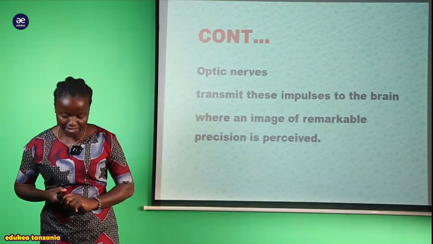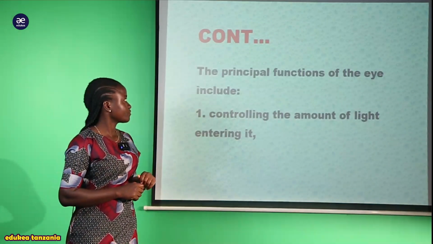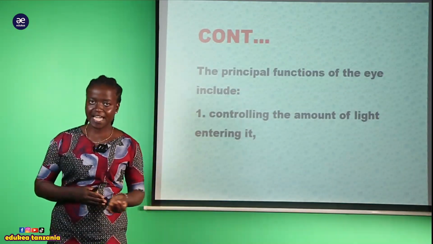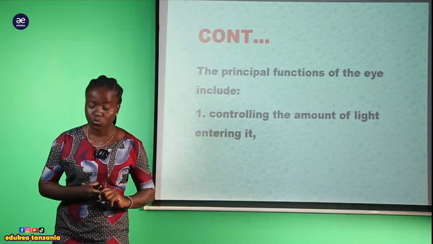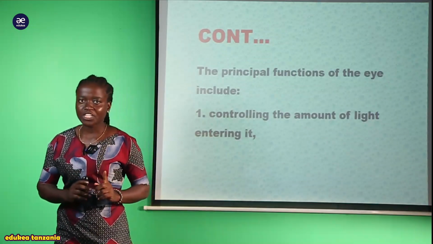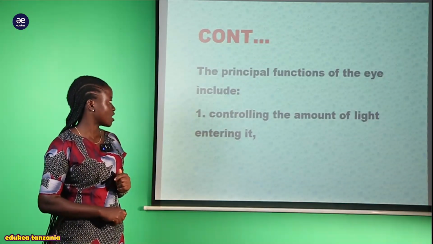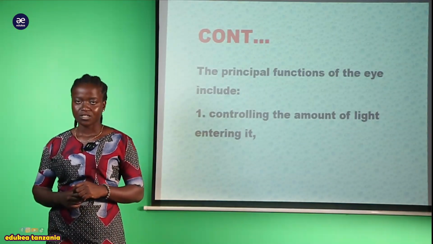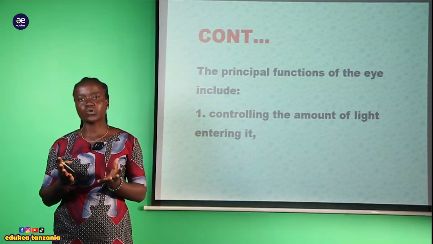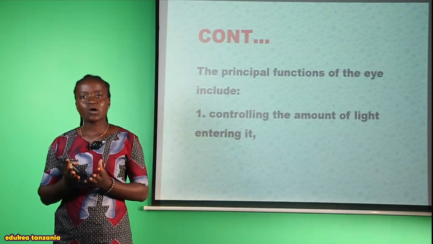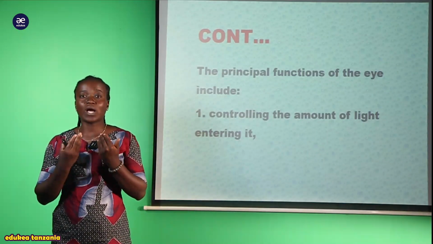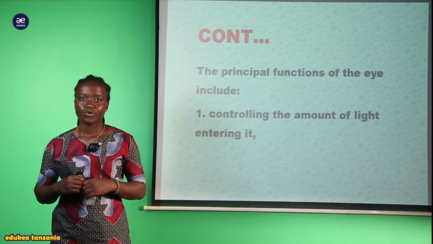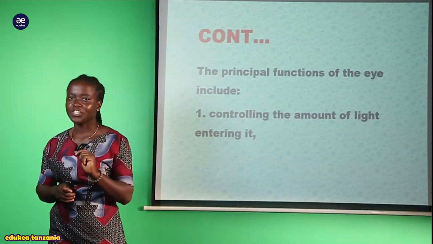So now, my student, we can say that the principal functions of the eye, eye inakuwa na kazi kuu tatu. The first function of the eye is controlling the amount of light entering it. Inafanya kazi ya kucontrol kiwango cha mwanga unaoweza ukaingia directly kwenye jicho. Hiyo ni kazi kuu ya jicho.